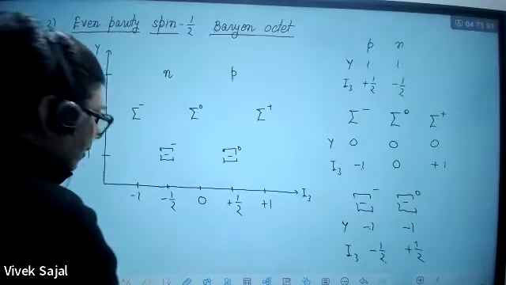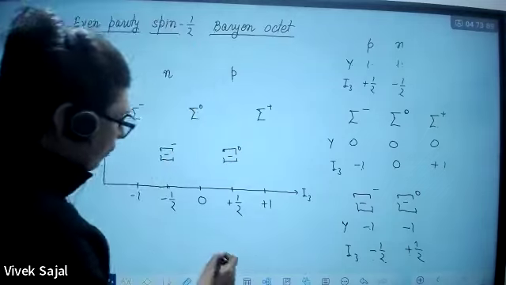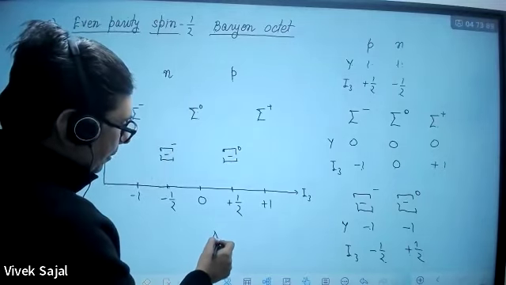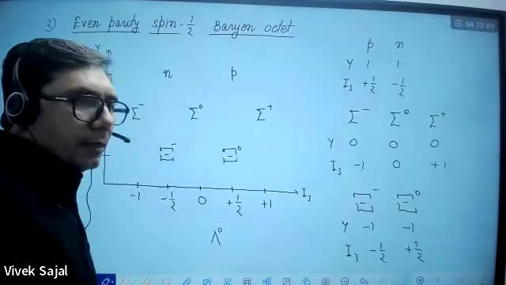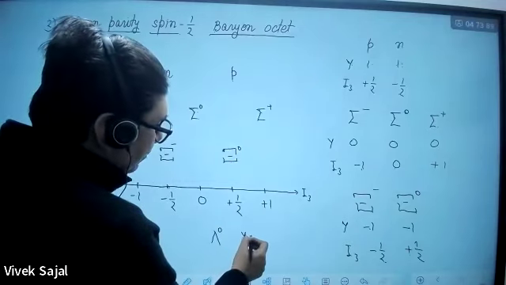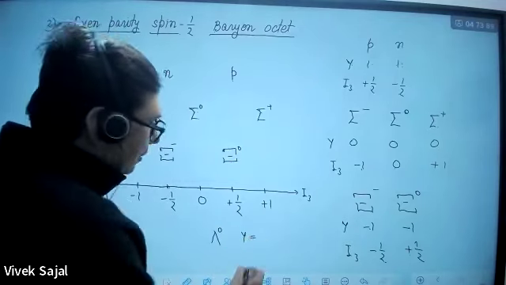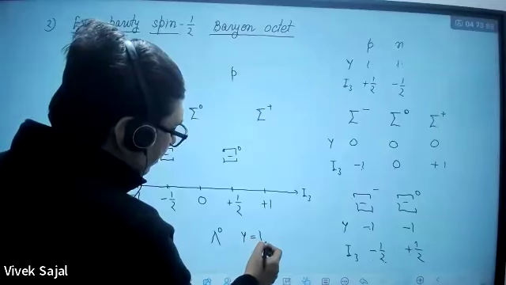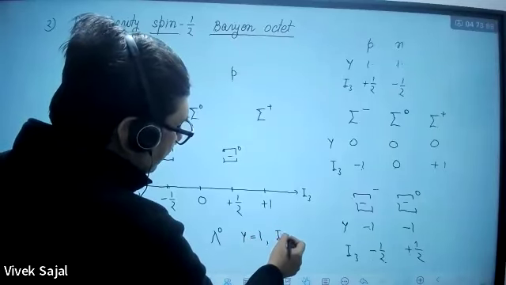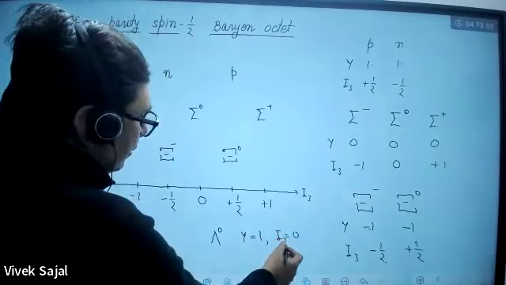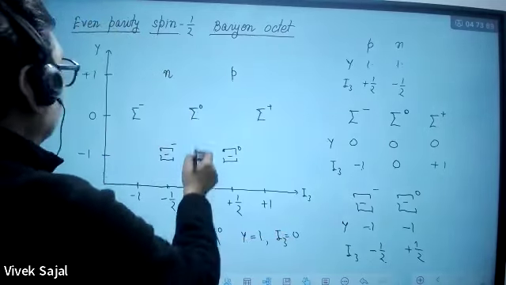So one more particle will be there. That is lambda naught, the first particle. Sorry, I forgot this, lambda naught. What is lambda naught? What will be Y? B number is 1, S number is 0. So this will be 1 and I will be 0. So I3 is 0.